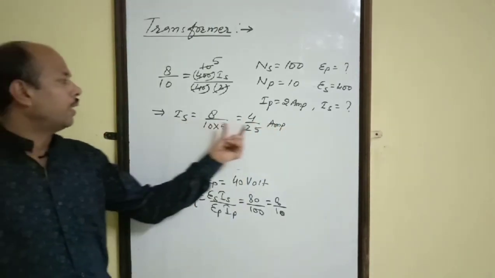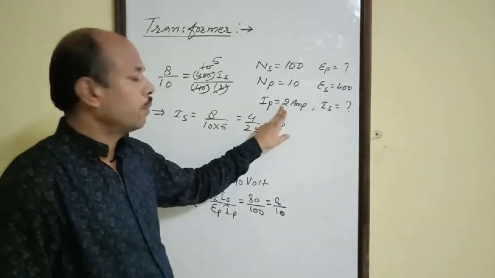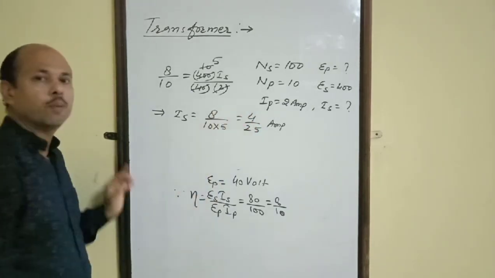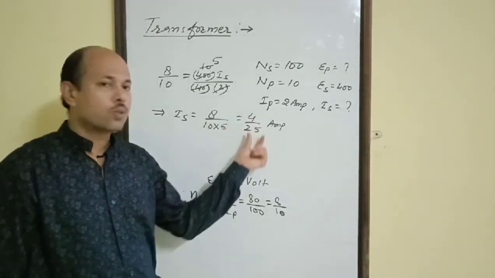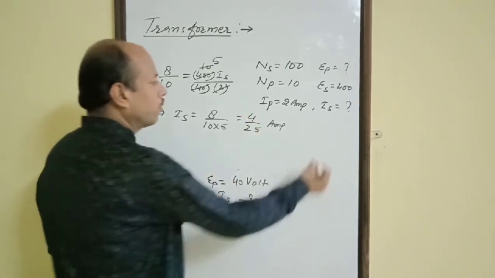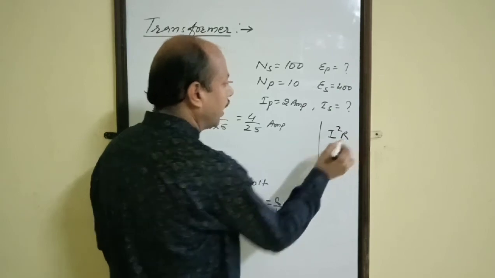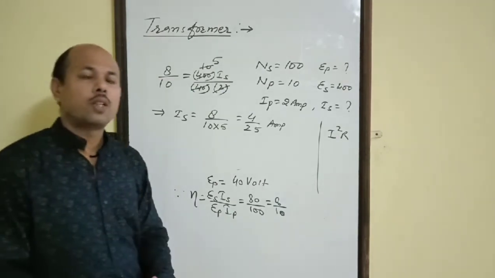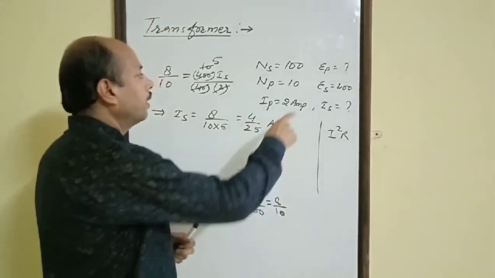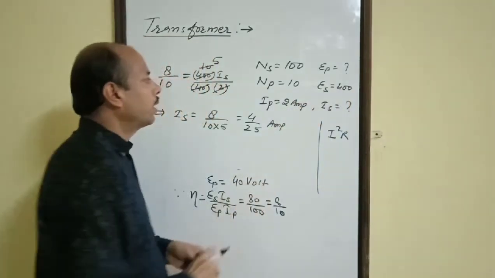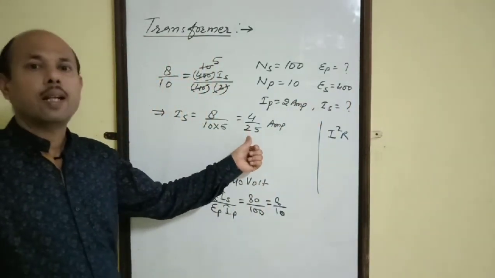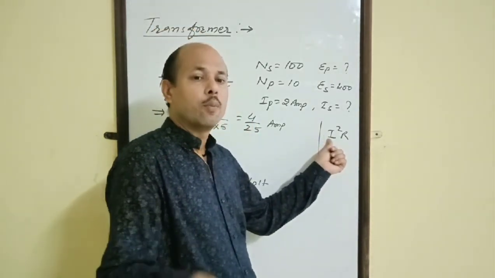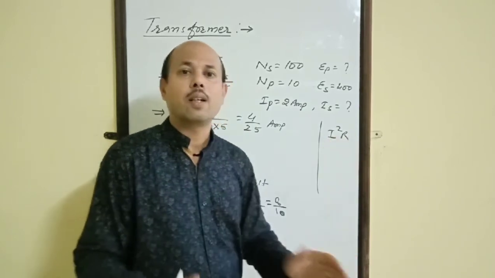It means here current has been decreased. The current in primary coil is 2 ampere. Current in secondary coil is 4 by 25 ampere. And since current has been reduced, therefore heat loss, that is I square R, will be reduced to a great extent. It means if we use step up transformer, then voltage will be high, and then current will be less. Due to less current, there will be very less loss of energy in the form of heat.